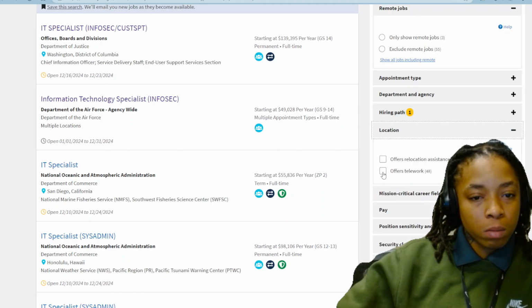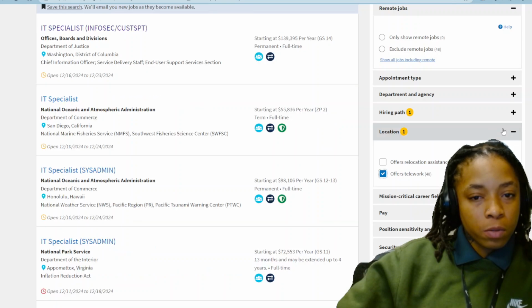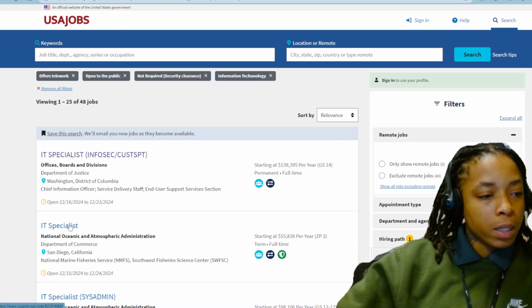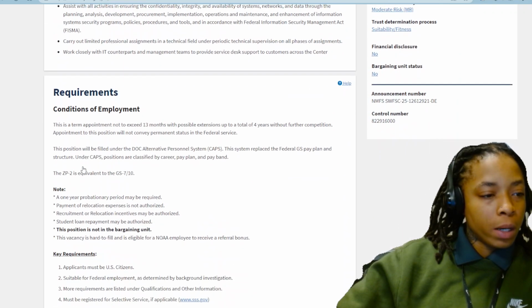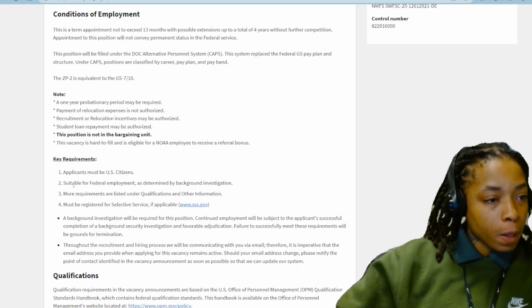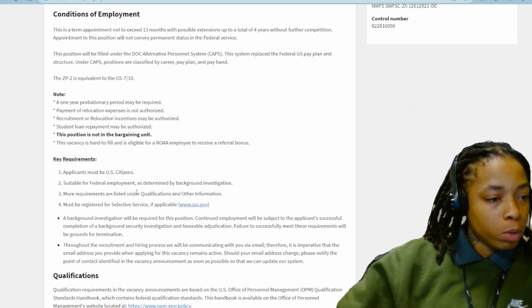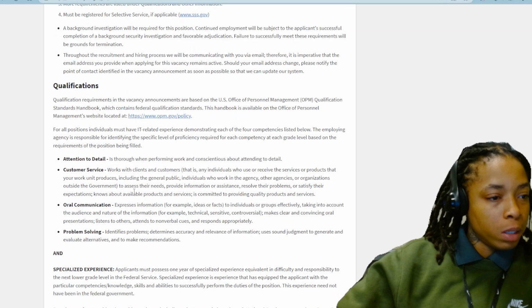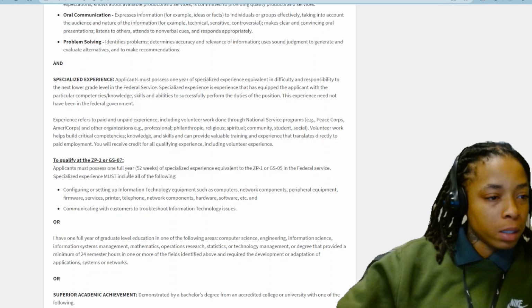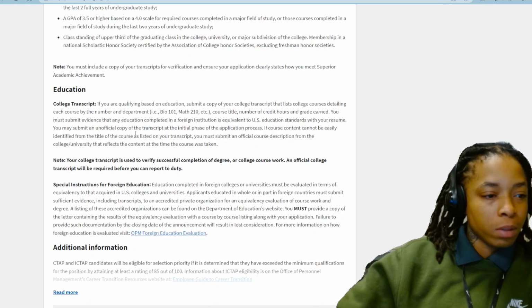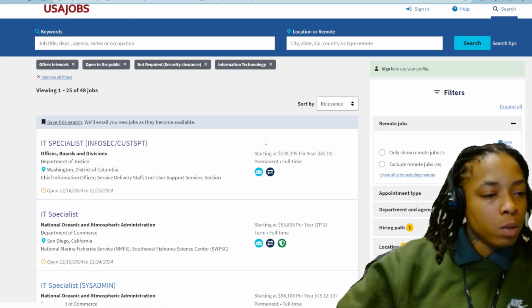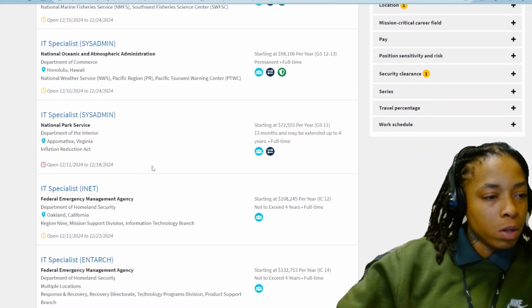Location: office, telework. Okay, and it gets simple. Requirements: U.S. citizen, suitable for federal employment. It says more listed below: attention to detail, customer service, like I said. Education, college transcript. I had seen one that had something different, but these are the places that you go, y'all.